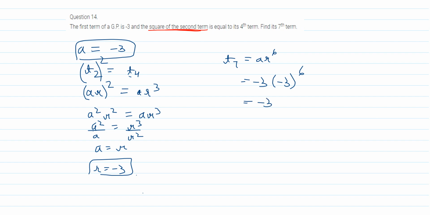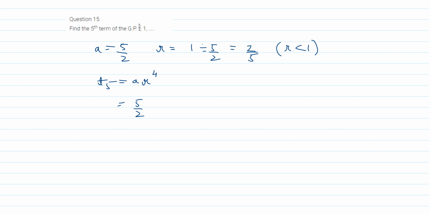So students understand now, since this minus 3 is raised to an even number, this will be positive. Okay, so I can write this as 3 raised to 6. That is nothing but 3 cube into 3 cube, right? And 3 cube is 27, and 27 into 27 is 729. So multiplying this will give me minus 2187. Okay, so go with the next.